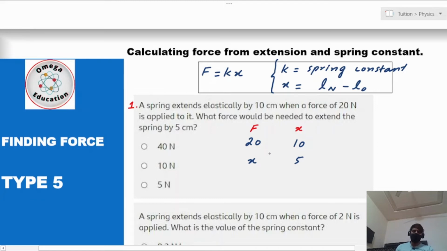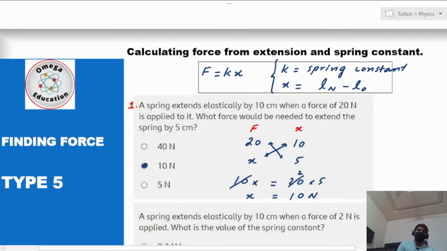Now from here you can simply cross multiply, and you'll be getting 10x equals 20 into 5. You can simply cancel it out, the 20 and 10. So the answer would be 10 Newton, and that makes sense.